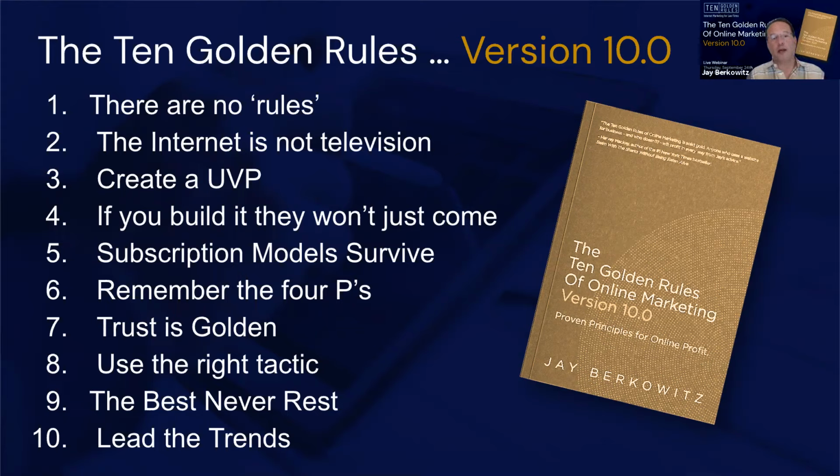Golden rule number 7, trust is golden. So you need those trust icons and your site has to be secure. Golden rule number 8, use the right tactic. So different strategies: paid advertising, SEO, social media, newsletters, webinars, content marketing, thought leadership marketing, all different strategies for all different kinds of businesses.